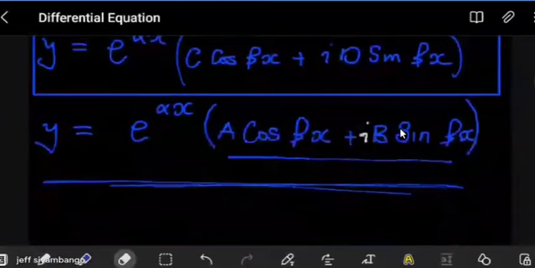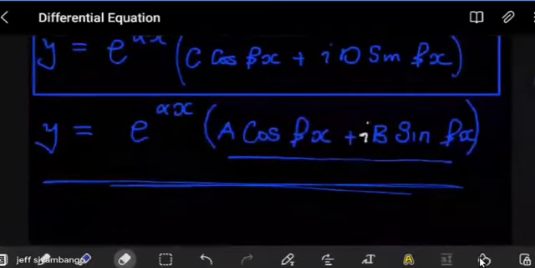So this is the general expression for when the values of m are complex in that characteristic equation. Are we okay there?